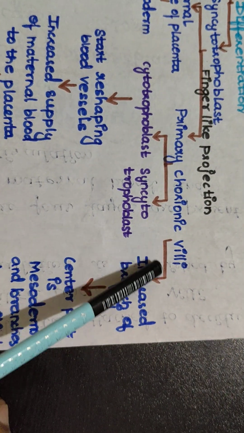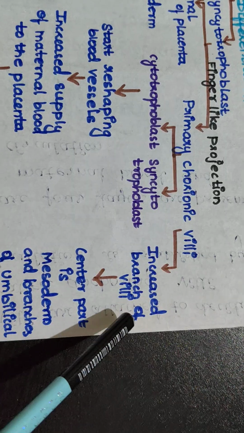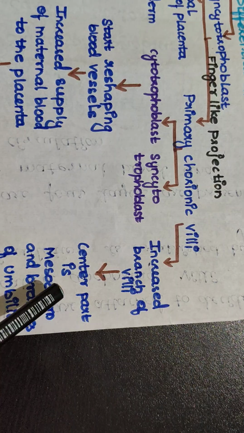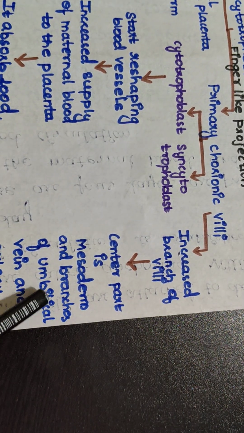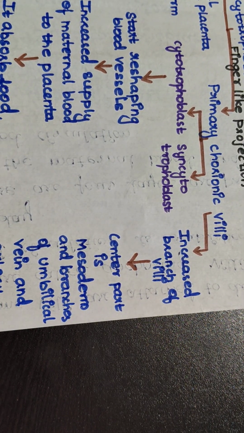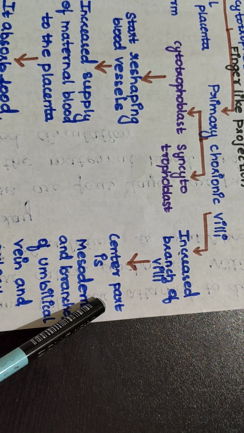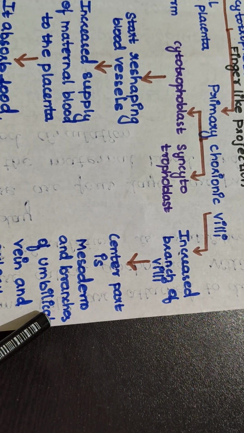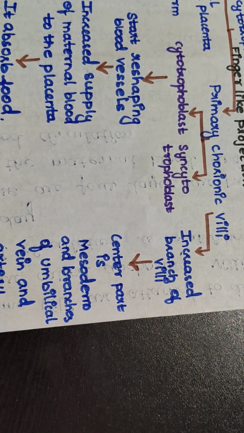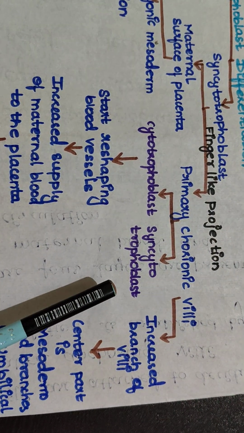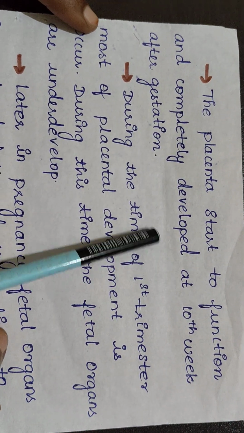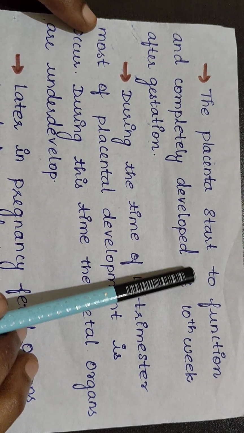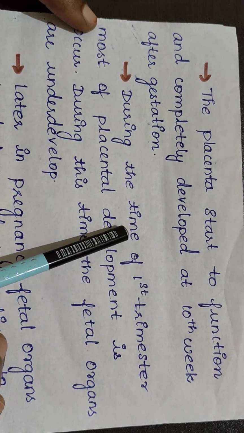And next, in the primary chorionic villi, there is increased branching of the villi. The center part is mesoderm, and it gets branches of the umbilical vein and umbilical artery. And the placenta starts to function and is completely developed at the 10th week of gestation.